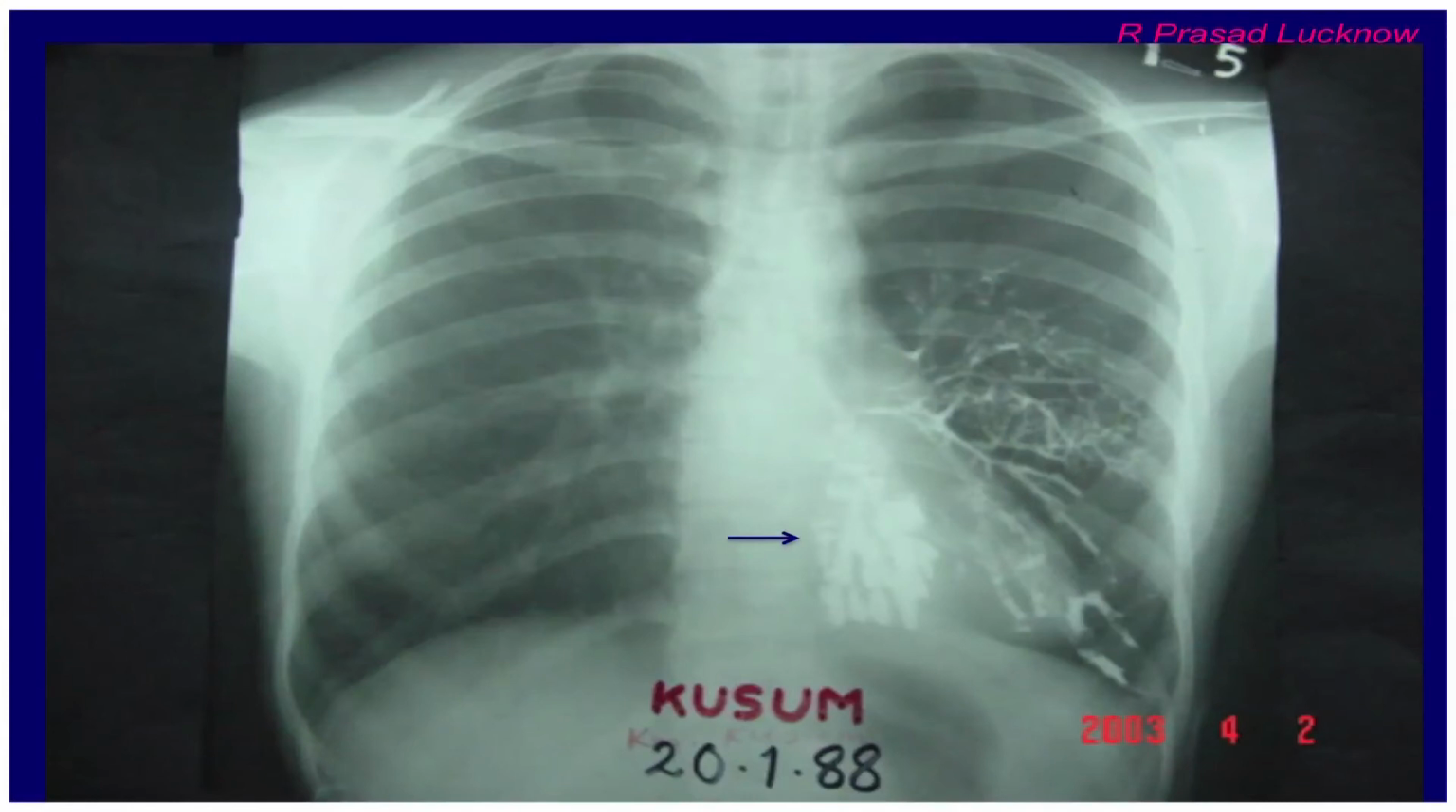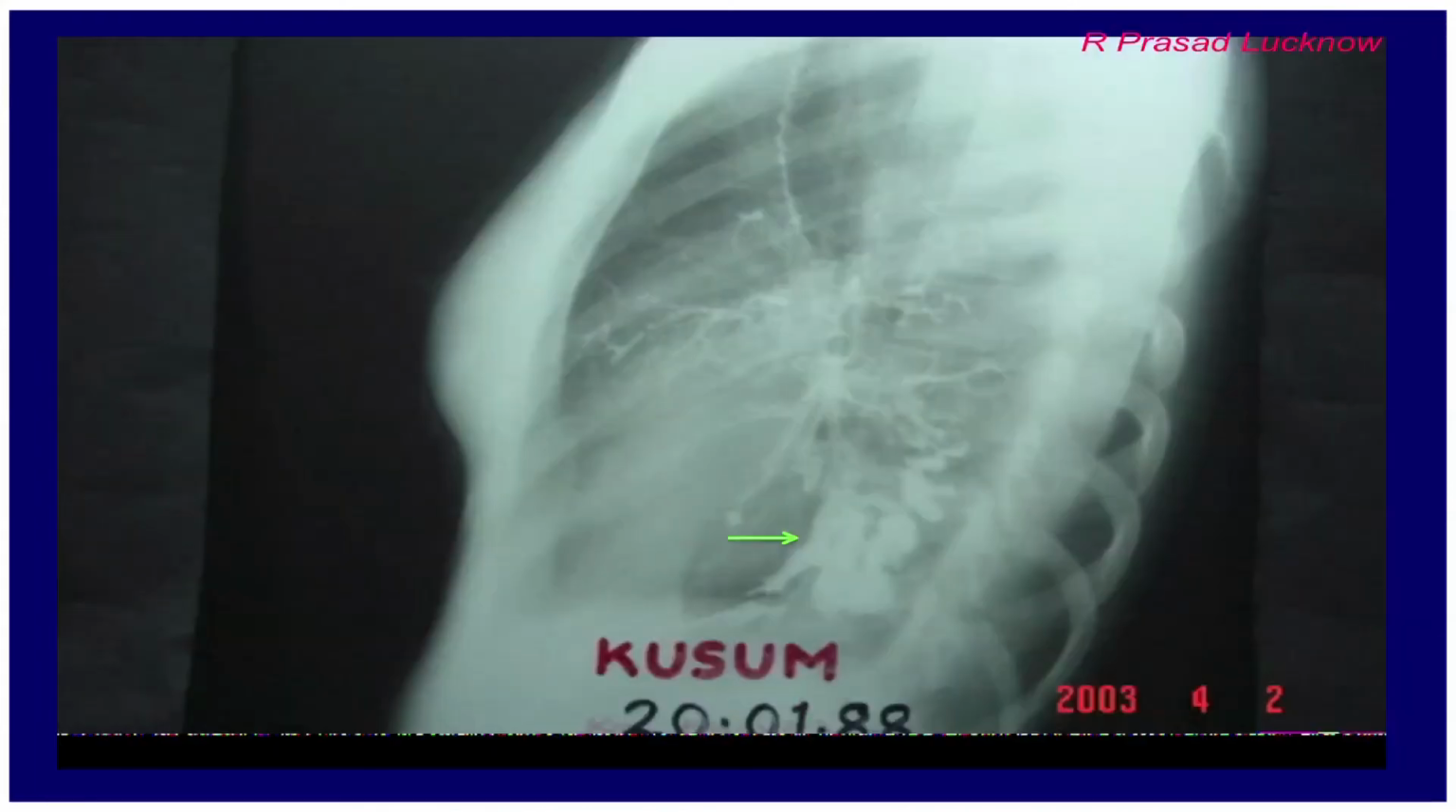So, there is evidence of collapse with bronchiectatic changes inside, and this is the lateral view which has clearly shown that there is a dilated bronchus in the left lower lobe. So, she was diagnosed as bronchiectasis, and since she had recurrent massive bouts of hemoptysis, she underwent left lower lobectomy and she became all right.